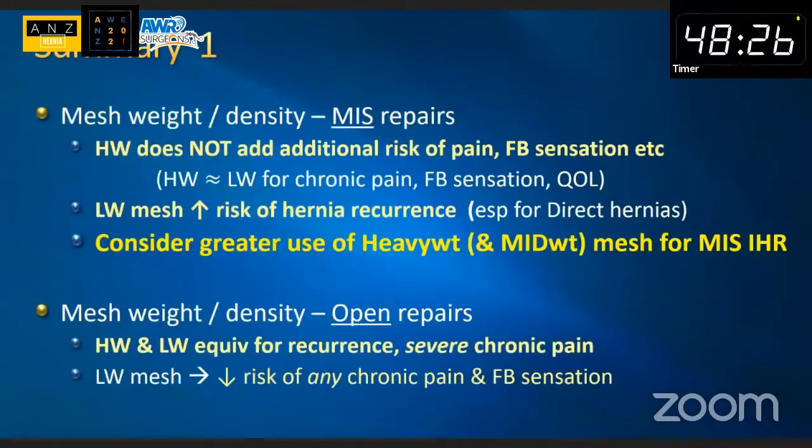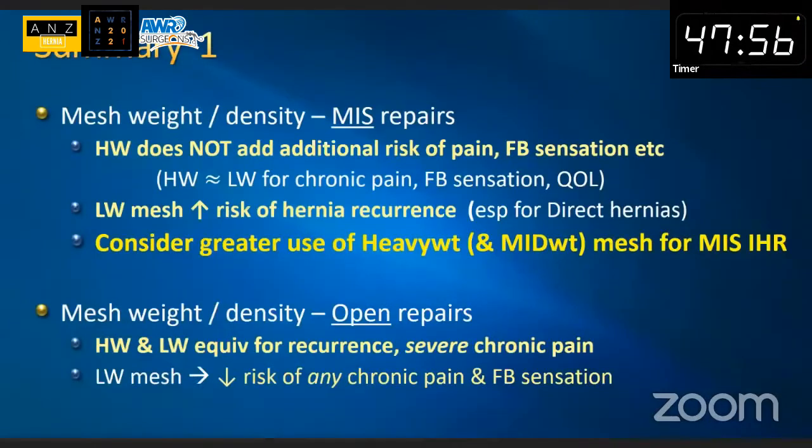So basically, really consider a greater use of heavyweight and now some of the newer midweight meshes for minimally invasive repairs. For open repairs, there is equivalency between heavyweight and lightweight. I do so much of my repairs in a minimally invasive fashion that most of my open repairs are for large inguinal-scrotal hernias, so I'm tending to favor a heavyweight for these, but a lightweight mesh for small defects in open repairs, I think, is very reasonable for patients.